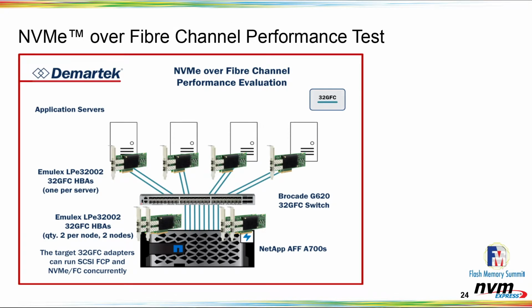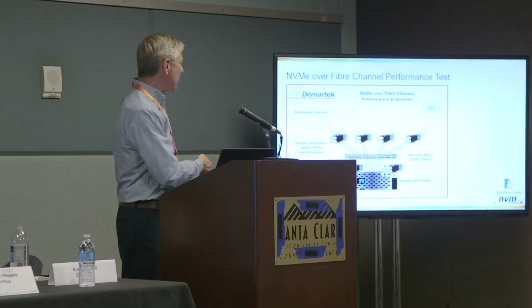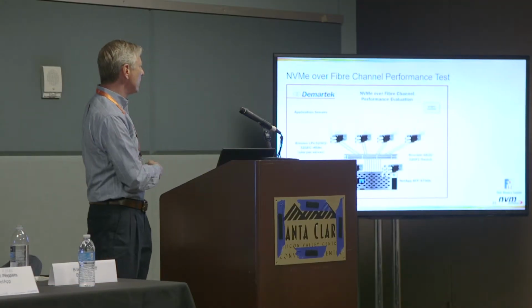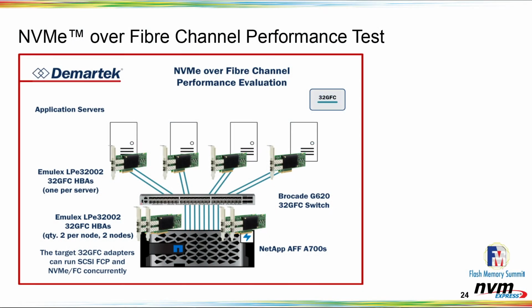So let's look at just a little bit of data. Again, this is not about a specific NetApp product, but we did these tests on an all-flash array A700. Newer tests have been done on the A800 that haven't been released as yet. But the configuration is a pretty standard one here: Emulex HBAs, Brocade G620 switch, 32 gigabit Fibre Channel, and then, as I said, the NetApp AFF A700S.